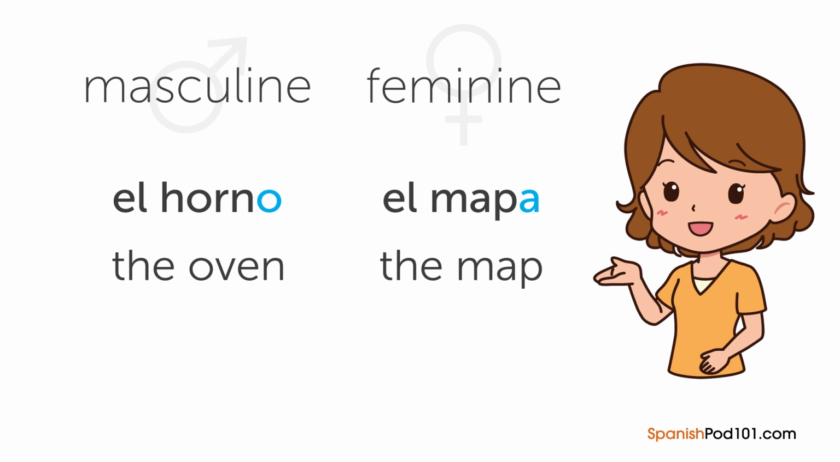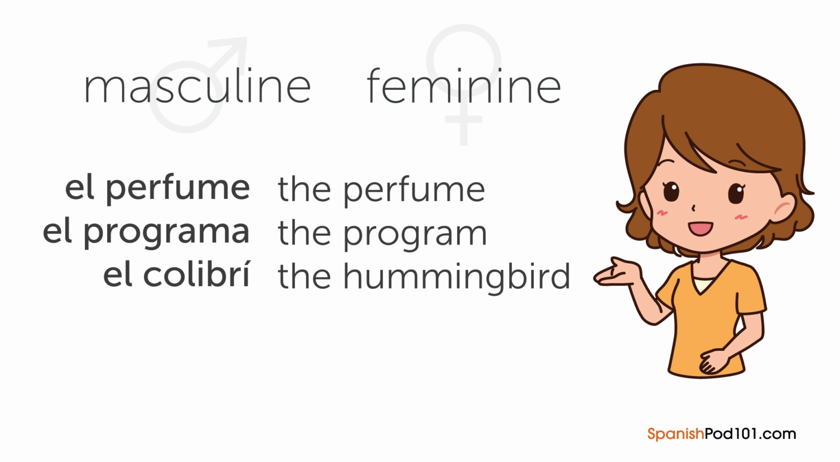However, O and A are not the only indicators for masculine and feminine words. Here are a few others. Nouns that end in E, ma, or an accented vowel such as I are often masculine. For example, el perfume, the perfume, el programa, the program, el colibrí, the hummingbird, are all masculine.